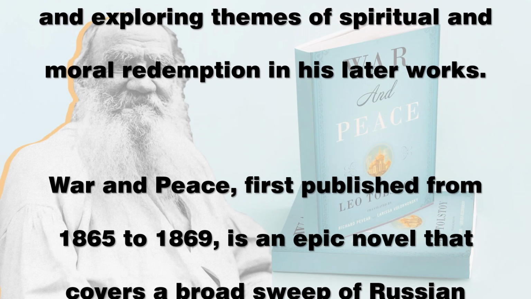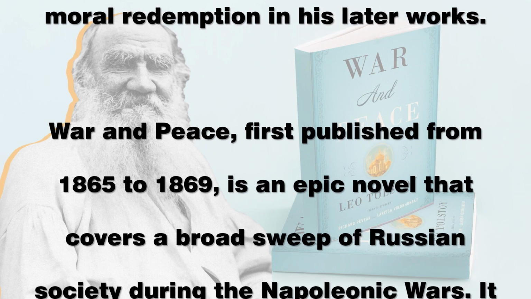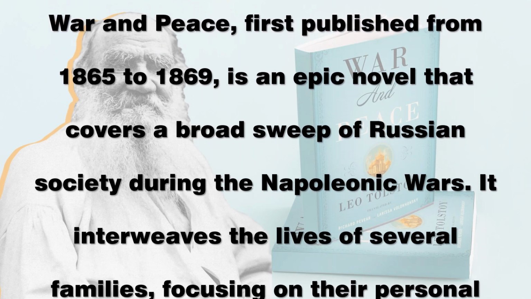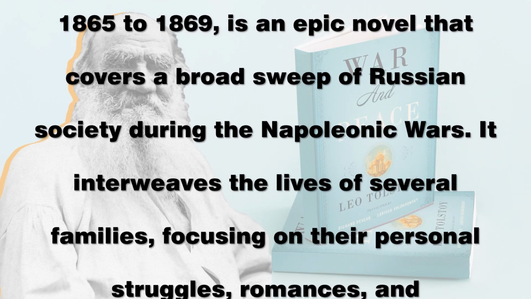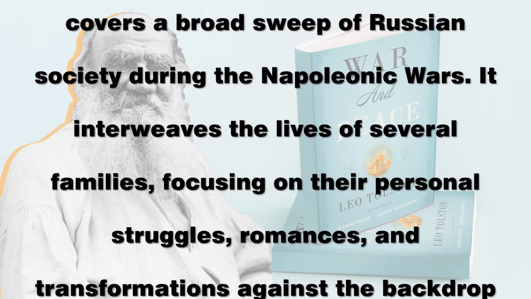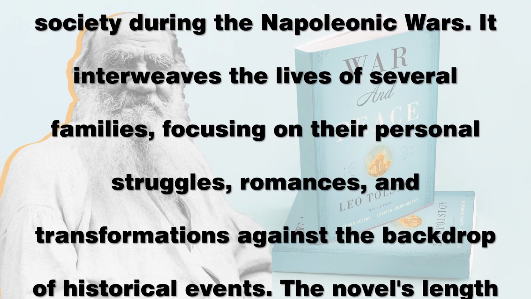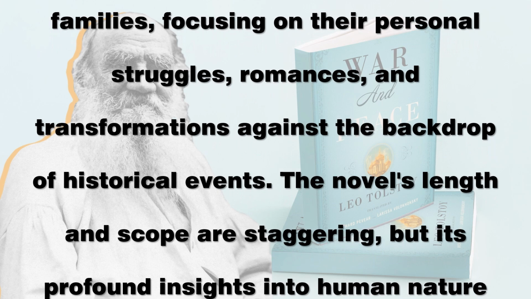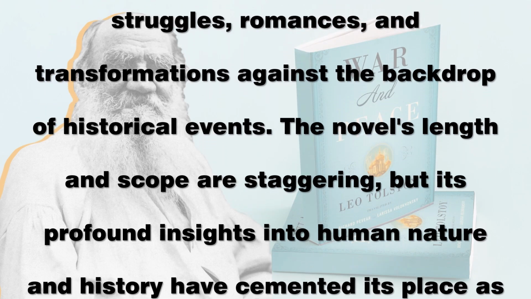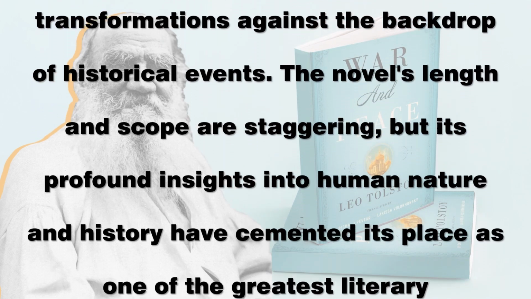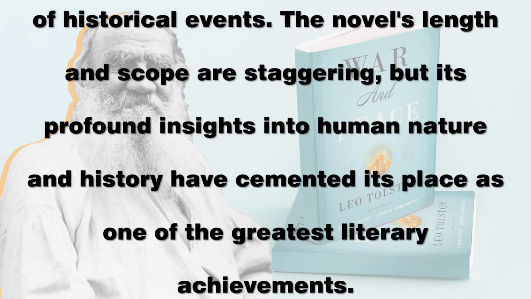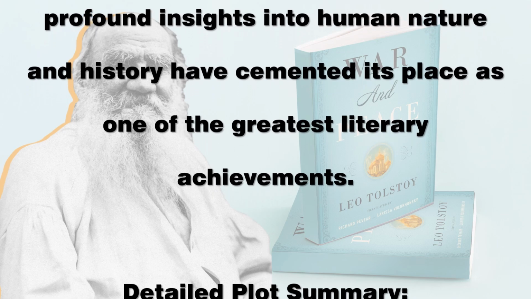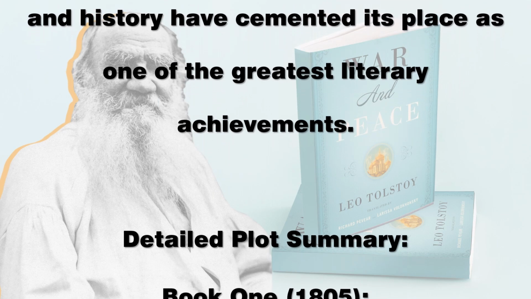War and Peace, first published from 1865 to 1869, is an epic novel that covers a broad sweep of Russian society during the Napoleonic Wars. It interweaves the lives of several families, focusing on their personal struggles, romances, and transformations against the backdrop of historical events. The novel's length and scope are staggering, but its profound insights into human nature and history have cemented its place as one of the greatest literary achievements.